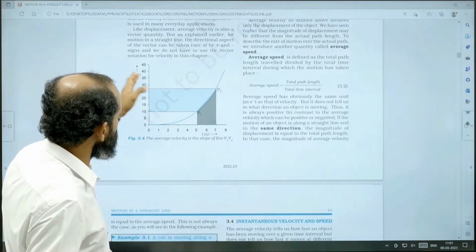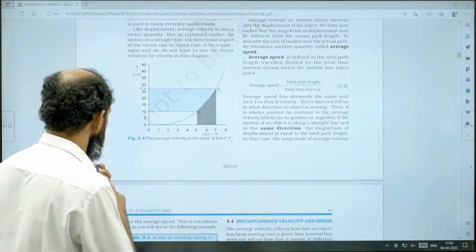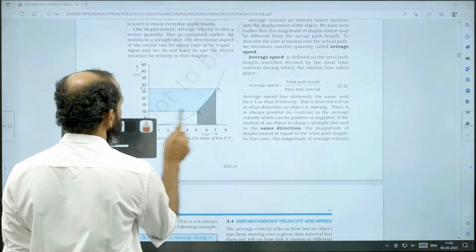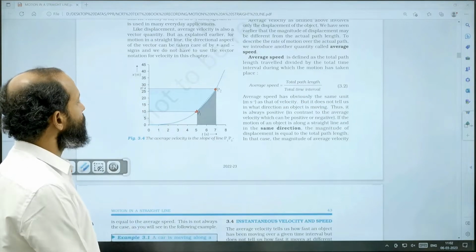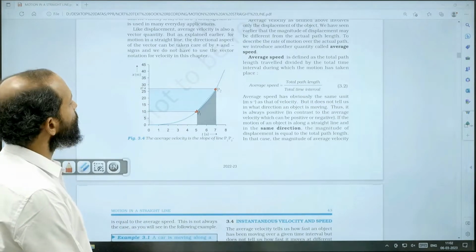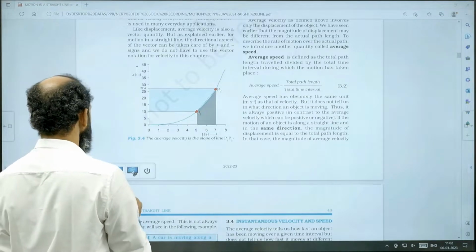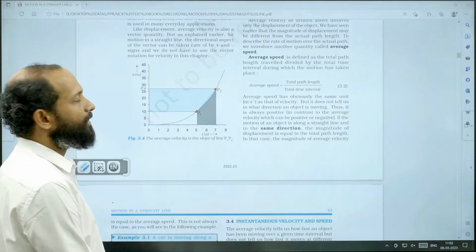Next one, here position varies with time. Here you choose 2 points, P1 and P2. At P1 and P2 we know slopes are different, so body moves with variable velocity. You draw a line joining P1 and P2. That may be called a chord.